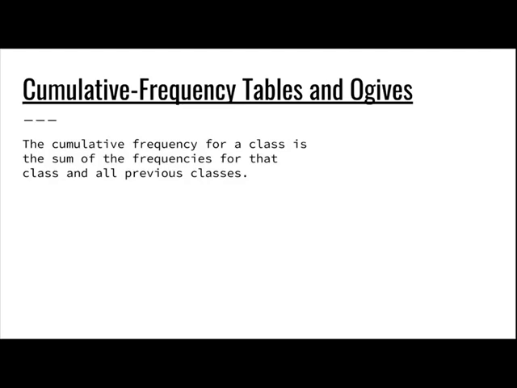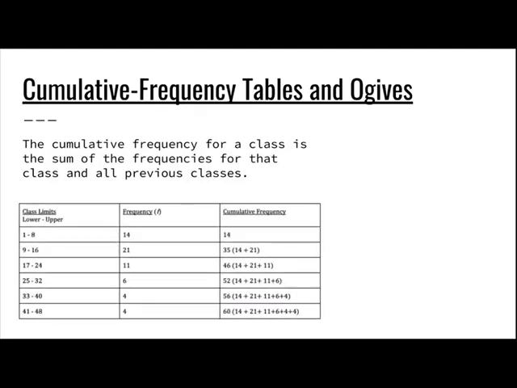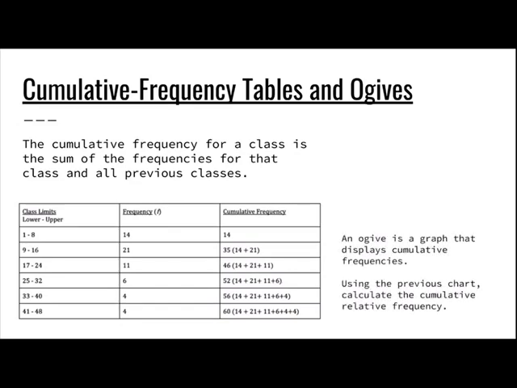The cumulative frequency for a class is the sum of the frequencies for the class and all previous classes. For example, let's look at our first row again. We have 14. That's our cumulative frequency. However, for our second row, with the class limits of 9 through 16, we have 35. That's because we took our first row and added it to our second. And you keep doing that to get all the cumulative frequencies.